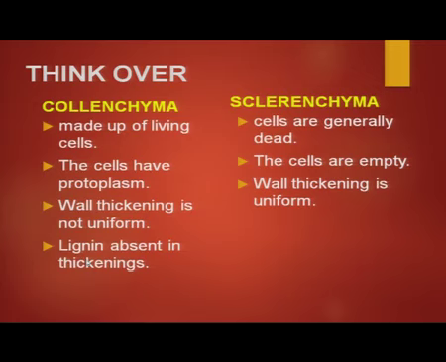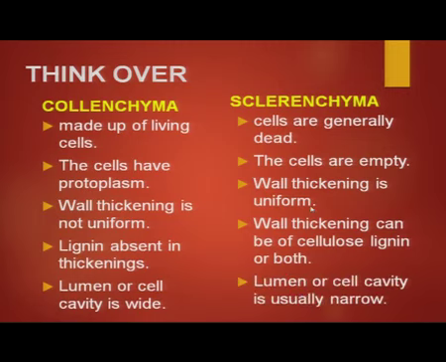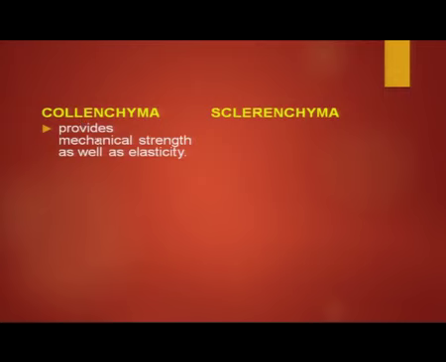The thickenings here are not made up of lignin, while the thickenings here are made up of lignin, and cellulose may also be present. Finally, the collenchyma has a wide cell cavity, whereas in sclerenchyma the lumen or the cell cavity is comparatively narrower. Besides these, there are many other differences also, like collenchyma serves to provide mechanical strength as well as elasticity. On the other hand, sclerenchyma is only a mechanical tissue. It is so stiff that it cannot provide any elasticity, it only provides rigidity.